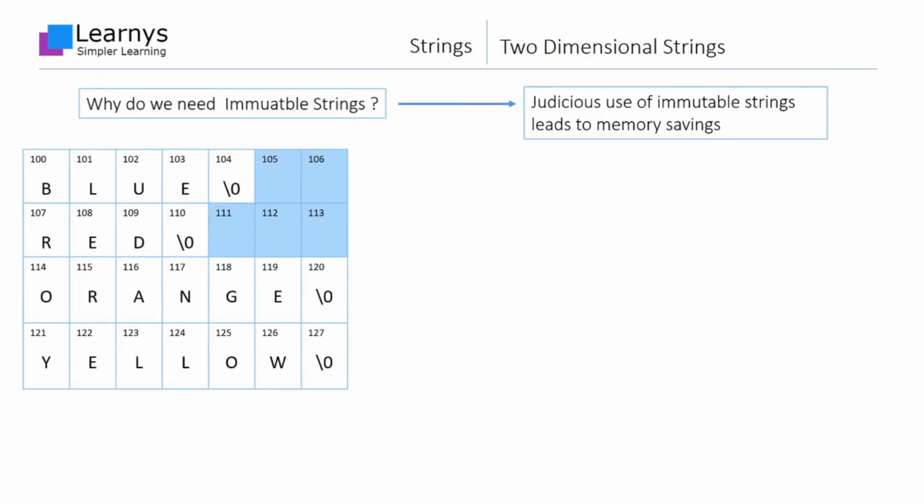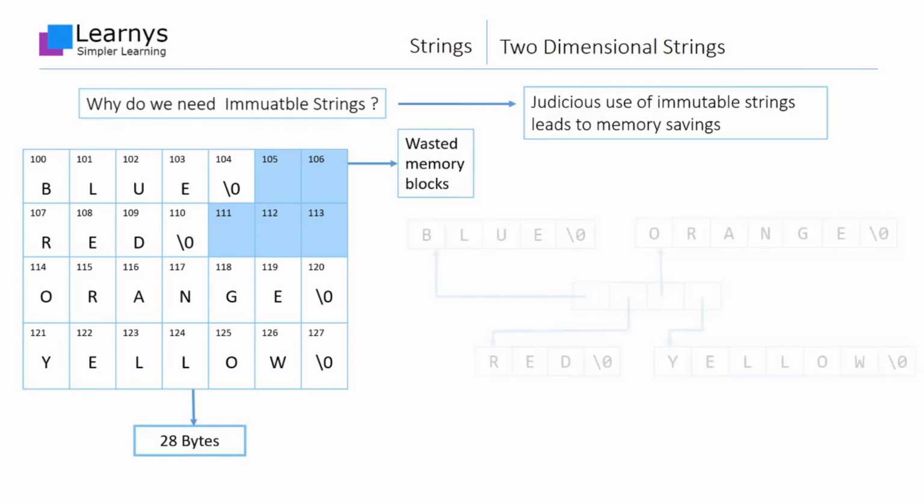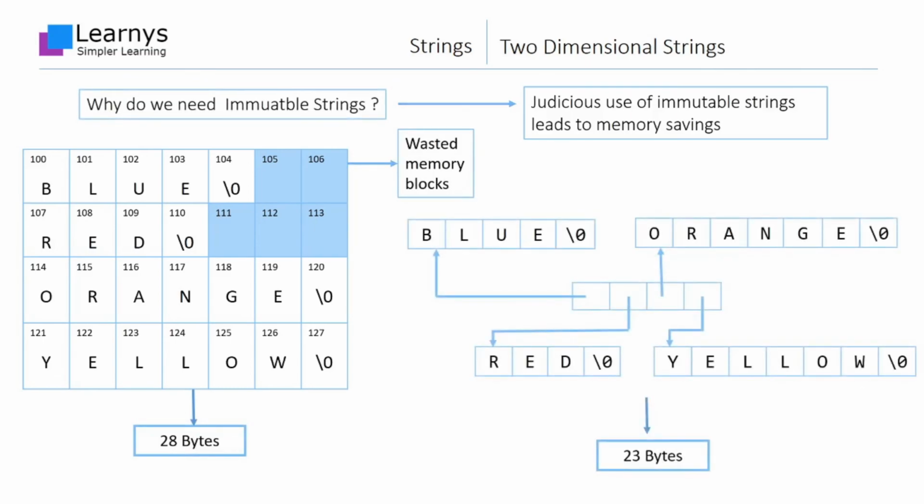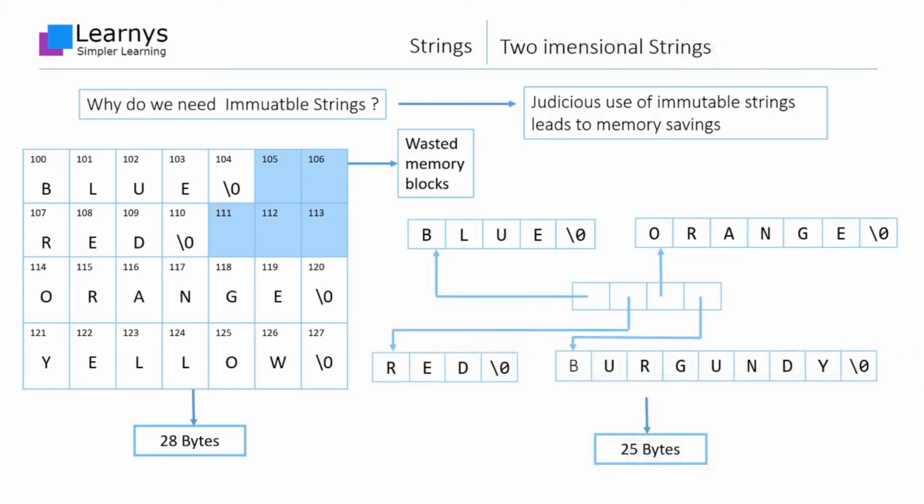If we try to store blue, red, orange, yellow in the stack, it would take 28 bytes as we calculated earlier. But if the same content were to be stored in the form of immutable literals, the total storage used would be only 23 bytes. Also, we can store larger strings like burgundy without running into any problem as we faced earlier. A note here: since strings are merely character arrays, the rules of one-dimensional and two-dimensional arrays can be applied directly. Please refer to the videos on passing arrays to functions.